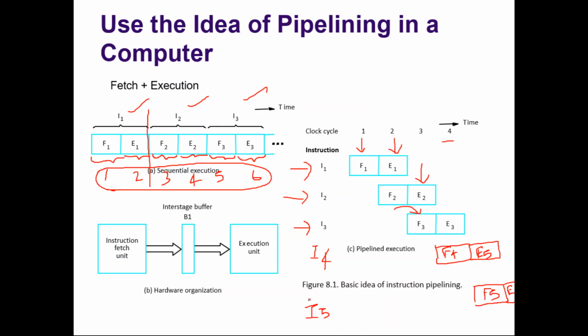Otherwise, if you are executing 5 instructions sequentially, then we need how many clock cycles? We need 10 clock cycles. But here we are completing 5 instructions in just 6 clock cycles. Okay, right? 6 instructions can be completed in 7 clock cycles. If you want to execute sequentially, 6 instructions will need 12 clock cycles. So on and so forth. You can keep calculating, right?